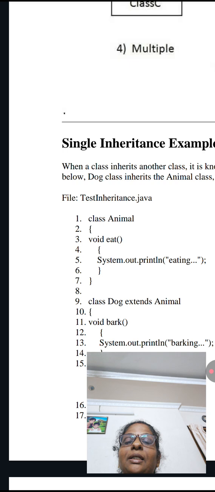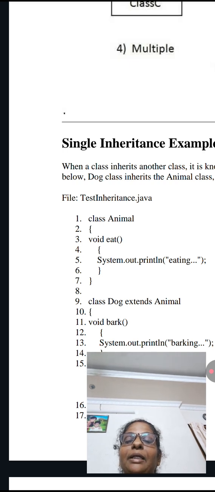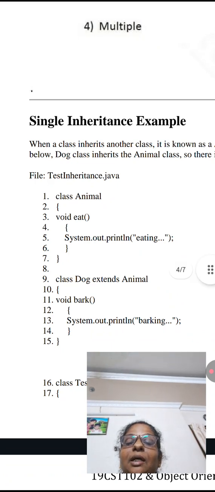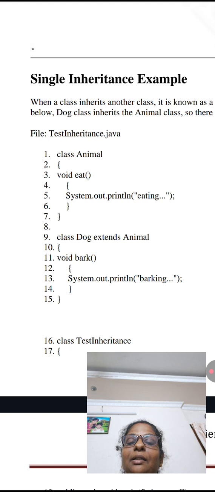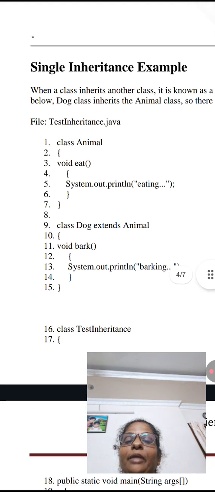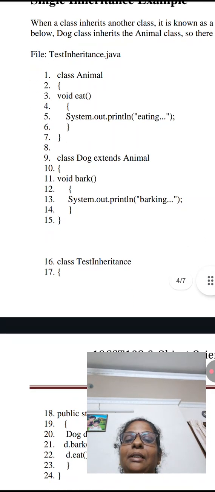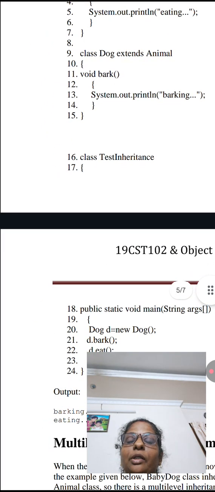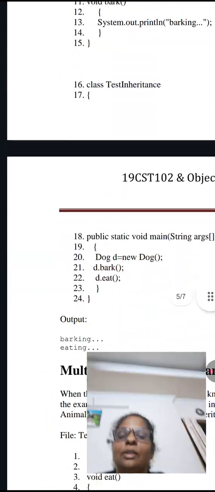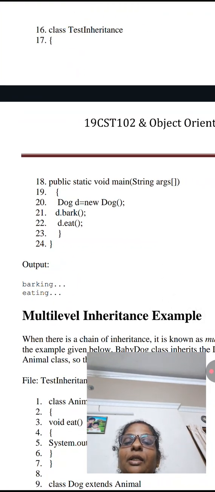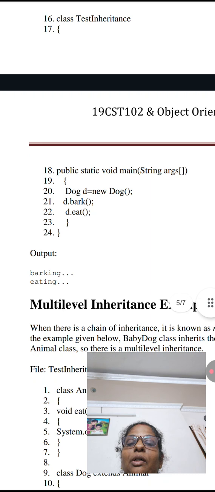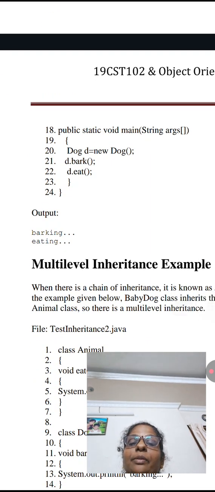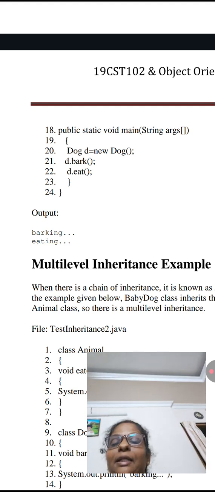So here is a single inheritance example, creating Animal. In Animal we take a method eat. Then Dog extends from the Animal class and has a bark function, with System.out.println printing barking. In the public static main function, we write Dog d = new Dog, creating an object, and based on that object we call the particular functions, the barking and eating methods. So finally we get the output.